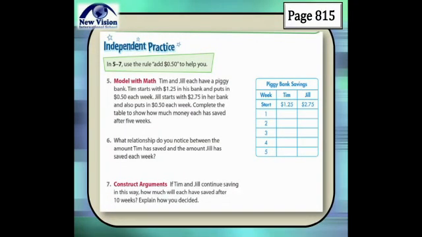Independent practice. In 5 to 7, use the rule add $0.50 to help you. Number 5, Tim and Jill each have a piggy bank. Tim starts with $1.25 in his bank and puts in $0.50 each week. Jill starts at $2.75 in her bank and also puts in $0.50 each week. Complete the table to show how much money each has saved after 5 weeks.